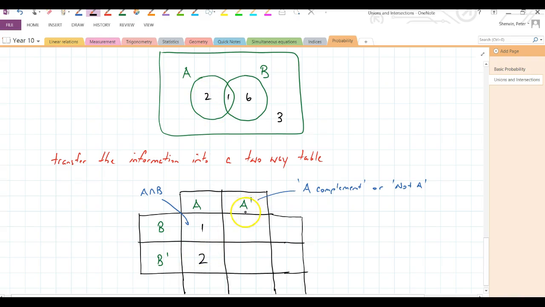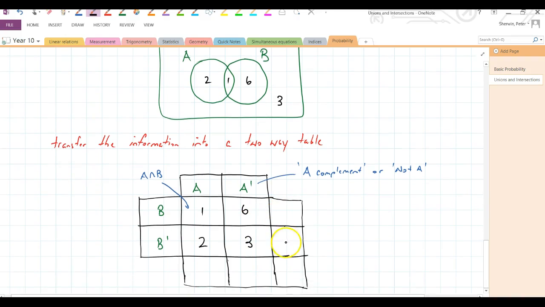Let's just have a look at A complement. That's outside A, not A. Let's get outside A. There's a circle of A. So this 6 and this 3 is not A, but it's also got to be B because we're intersecting with B. So that's that 6 there. Okay, B complement, A complement is get outside A, but also get outside B. And that's just that 3 there. That's just what's left there.